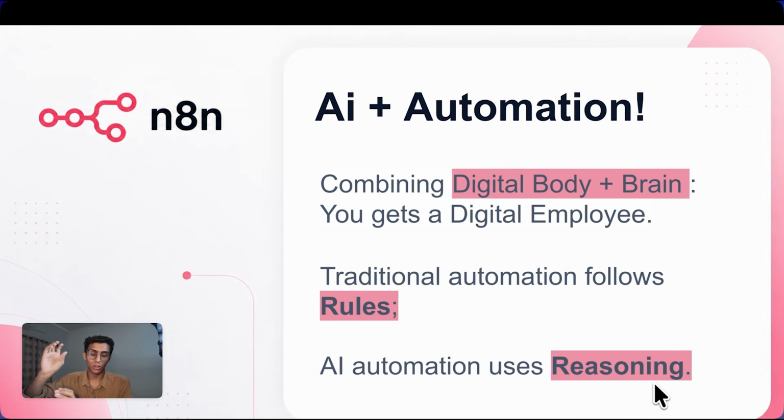Automation, the earlier automation which we have been seen, it always follow a certain rule. But with AI and automation, we can see it thinking, and it has its own reasoning, which we can give it through prompt, or we can train it to do a particular amount of tasks.